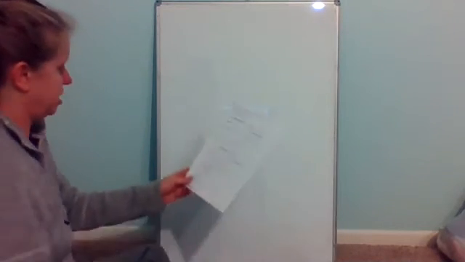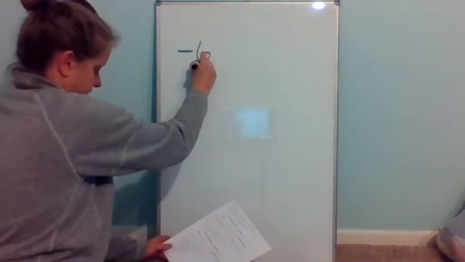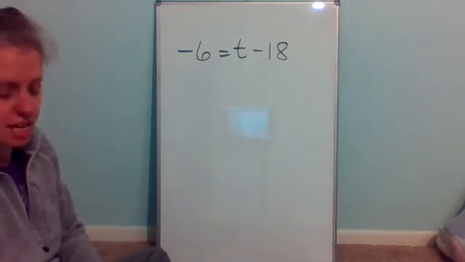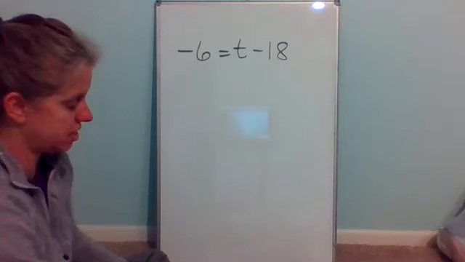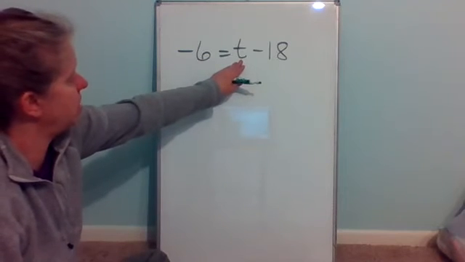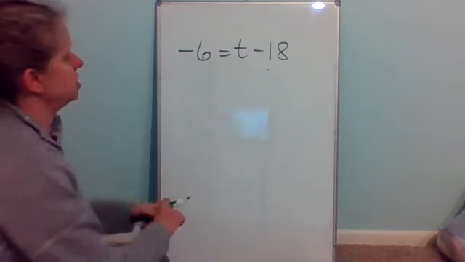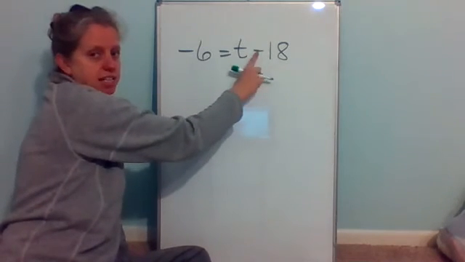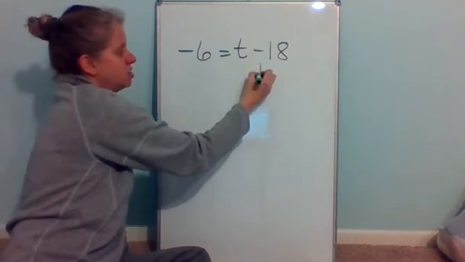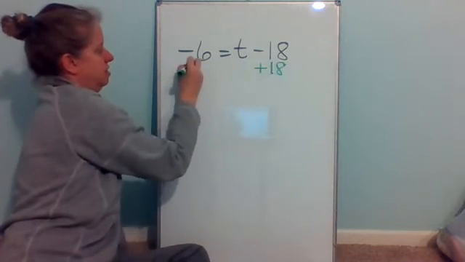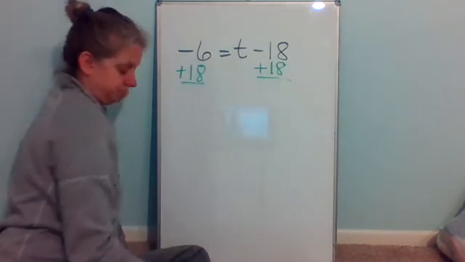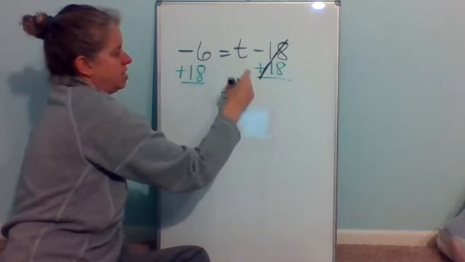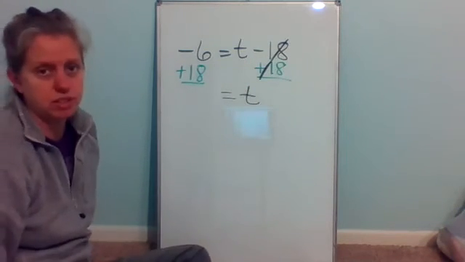All right, solve this equation. Negative 6 equals t minus 18. So remember, all you're trying to do is get the t by itself, right? Get whatever letter it is by itself. The only thing that needs to go away for this t to be alone is that minus 18. So all I have to do to solve this is add 18 to both sides. So here's my equal. That minus 18 plus 18 canceled, so there's my t all alone.